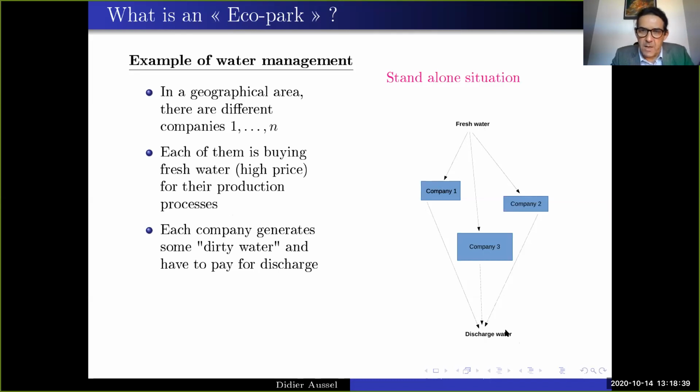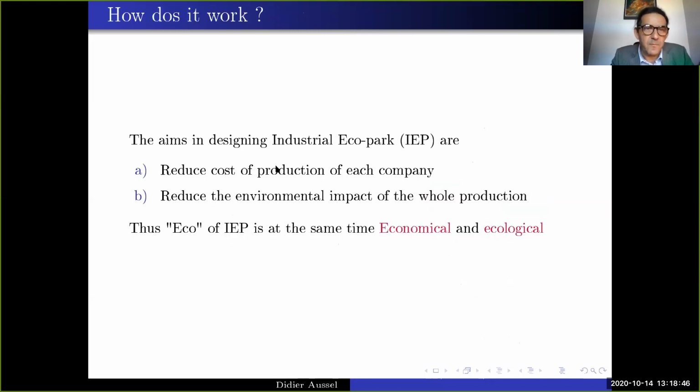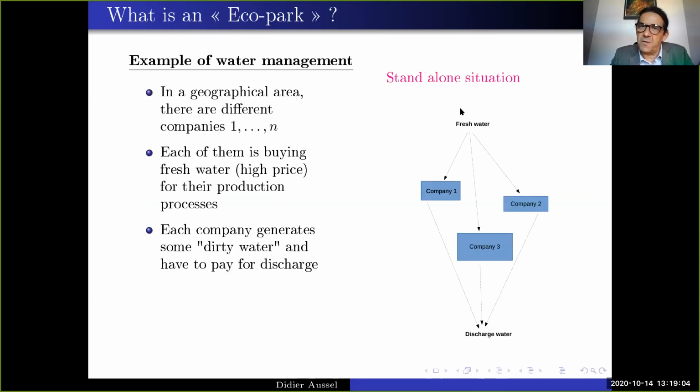Very good. Now, what is an ecopark? The idea is very simple. Well, at least the idea is simple. You want to reduce the cost of production of each company. Clearly, they would love this. But you also want to reduce the environmental impact of the whole production. What does it mean? It means that you want to reduce the amount of fresh water coming in, and it is equivalent to reducing the discharge water getting out.